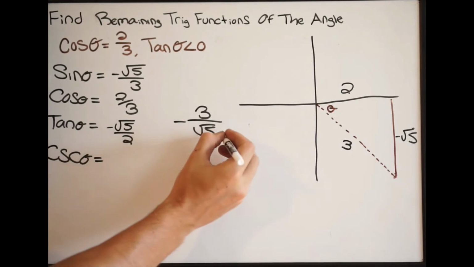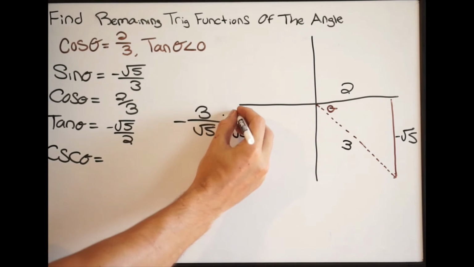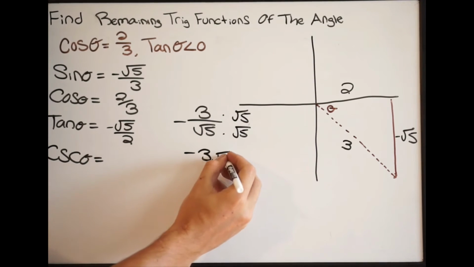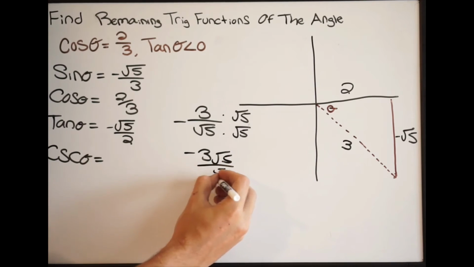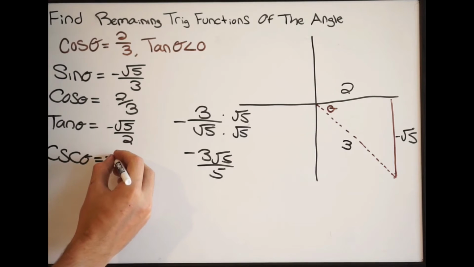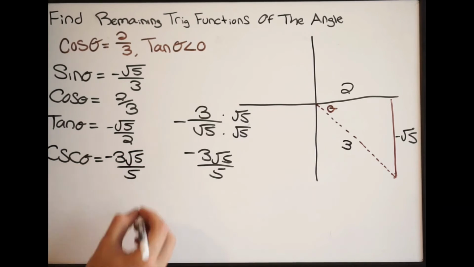Now the only issue here is you don't want to have a square root in your denominator, so we need to rationalize it. So we're going to multiply both the bottom and the top by the square root of 5, and this gives us negative 3 square root of 5 all over 5. So that's what cosecant is going to be. So we get negative 3 square root of 5 all over 5.